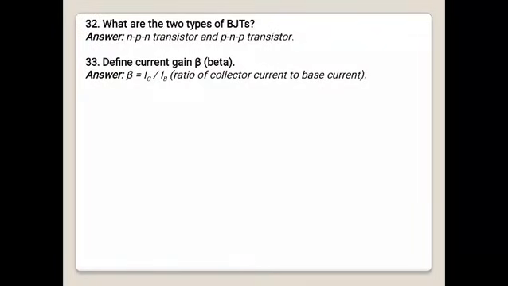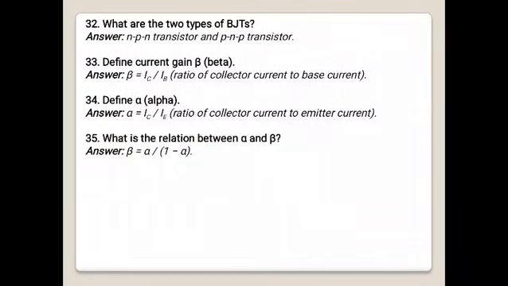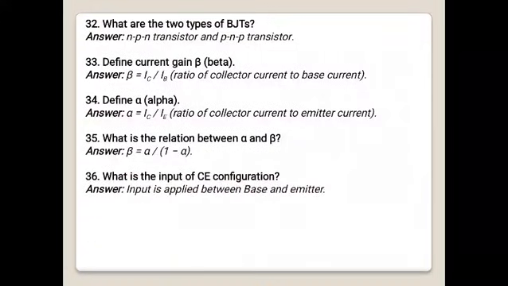Define current gain beta. Answer. Beta is equal to IC upon IB, that is, it is the ratio of collector current to base current. Define alpha. Answer. Alpha is IC upon IE, that is, it is the ratio of collector current to emitter current. What is the relation between alpha and beta? Answer. Beta is equal to alpha upon 1 minus alpha.